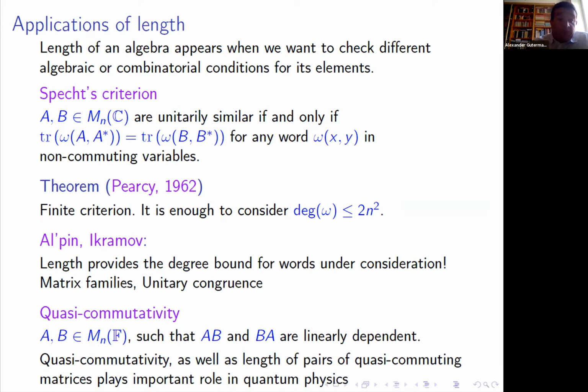There is the well-known Specht criterion saying that two matrices are unitary similar if and only if traces of corresponding words written here, where A star is nothing but the conjugate transpose of a complex matrix, are equal, but for all words. Nice numerical criteria, but it could take forever to check coincidence of these traces for all words.